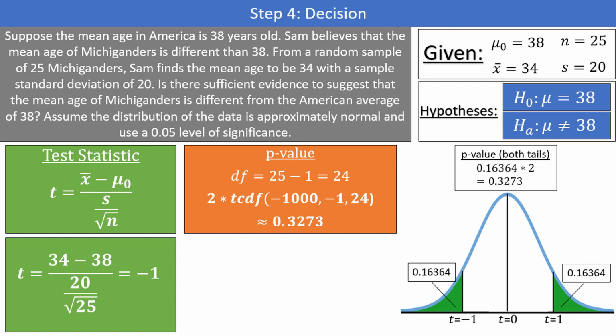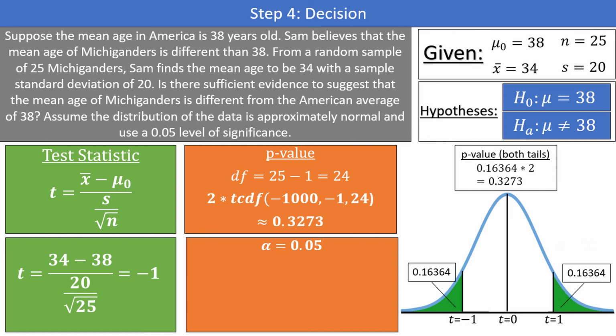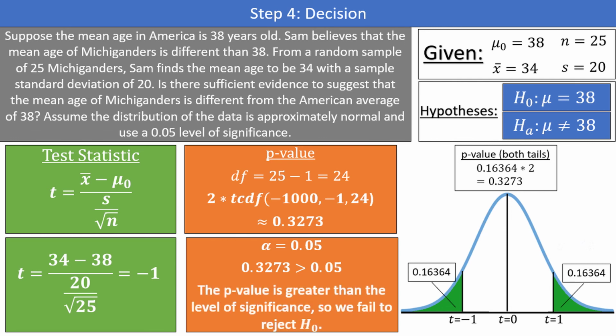Step 4, decision. The level of significance is 0.05. 0.3273 is greater than 0.05. If the p-value is high, the null will fly, meaning we should not reject the null hypothesis. As the p-value is greater than the 0.05 level of significance, we fail to reject the null hypothesis.